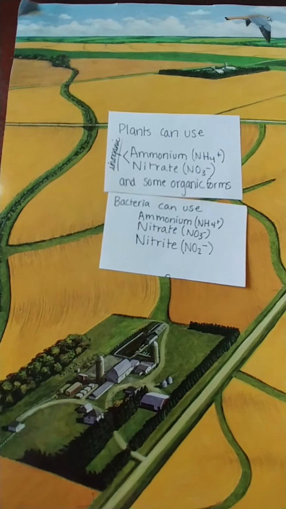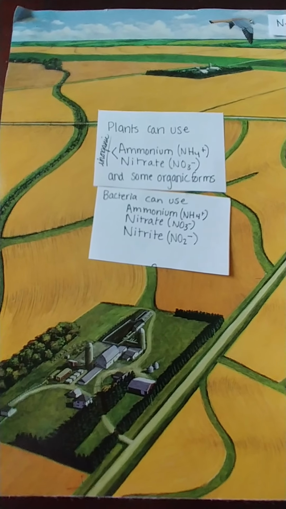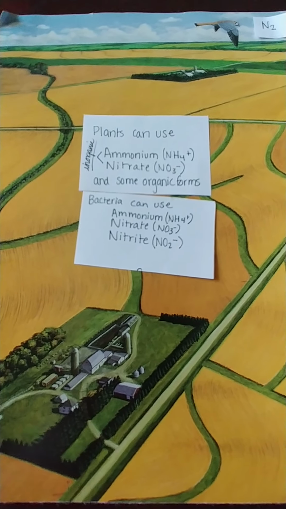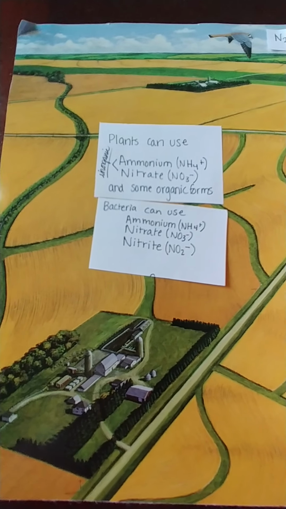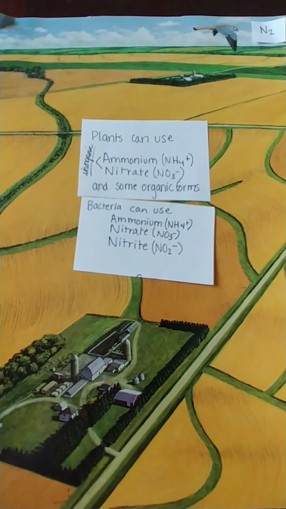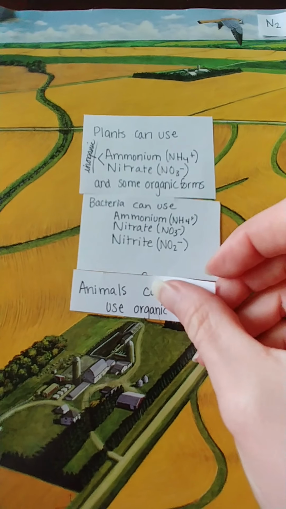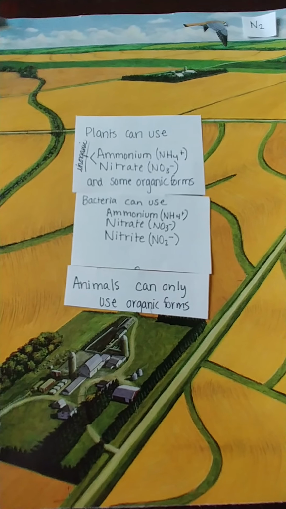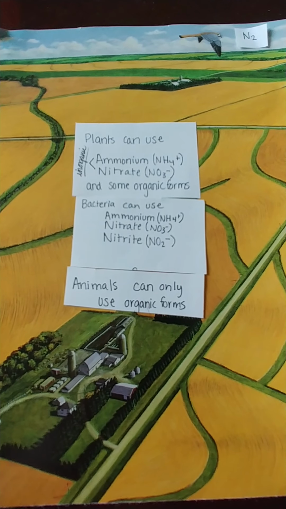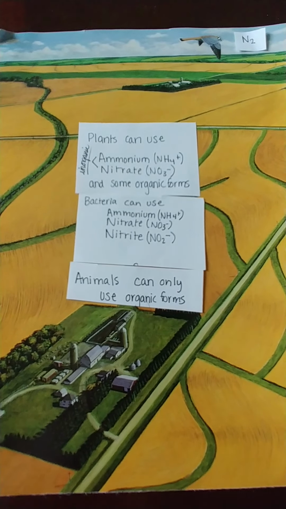Now, the really cool thing is that bacteria can use not only the ammonium and the nitrate, but they can also use nitrite, which is NO2-. So bacteria here help us to be able to use nitrogen in appropriate ways. Now, animals can only use organic forms. So this ammonium, nitrate, and nitrite that you see previously cannot be used by animals.